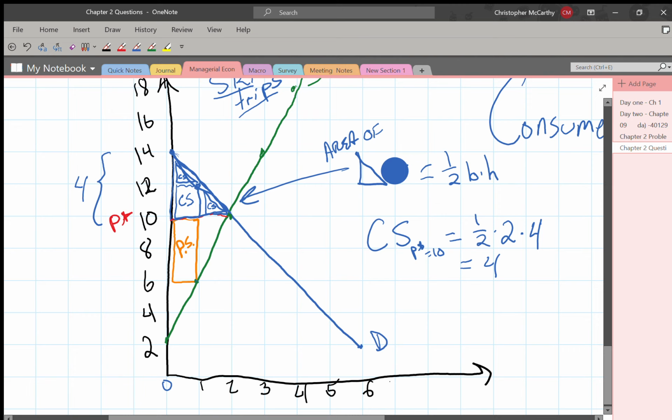So in a very similar way as the consumer surplus is all of the area below the demand curve above the equilibrium, the producer surplus is all of the area above the supply curve below the equilibrium. And so again, our producer surplus, when P star is equal to 10, is going to be 1/2 base times height. The base is still 2. The height of this is now 10 minus 2, which is 8. And so we end up with a producer surplus of 8.